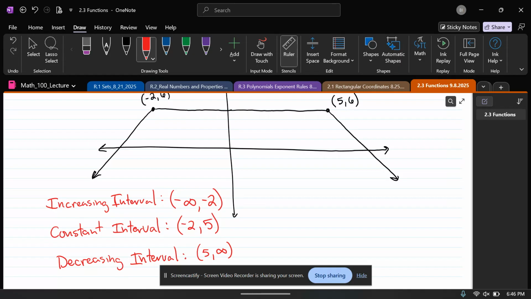Being able to look at a graph and tell if it's increasing, decreasing, or constant. Increasing, going up and to the right. Constant, flat. Decreasing, down and to the right. Those are the only 3 kinds of intervals that you can have. Looking at a graph and getting those pieces. Okay?